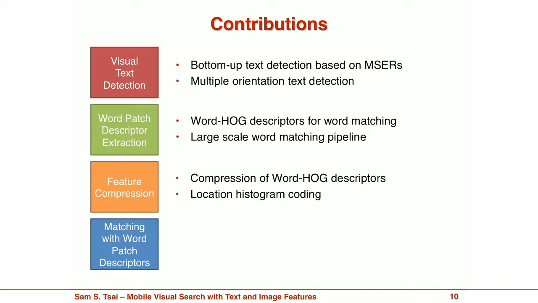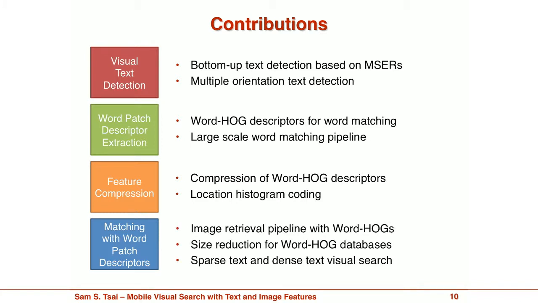I also investigated how to compress the Word-HOG descriptors and also how to compress location information of image features, and developed the location histogram coding technique. Finally, I used the developed sub-blocks to build an image retrieval pipeline using Word-HOGs. I also developed a random sampling scheme to reduce the database size. I will show that it can be used for both dense text and sparse text images.